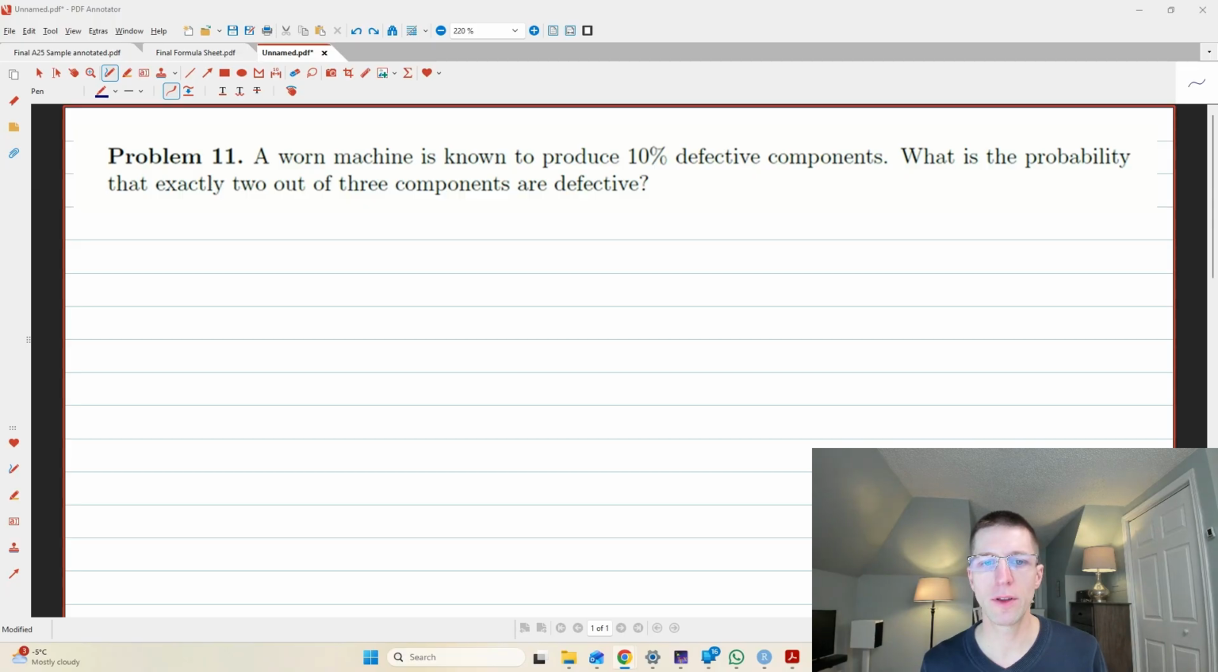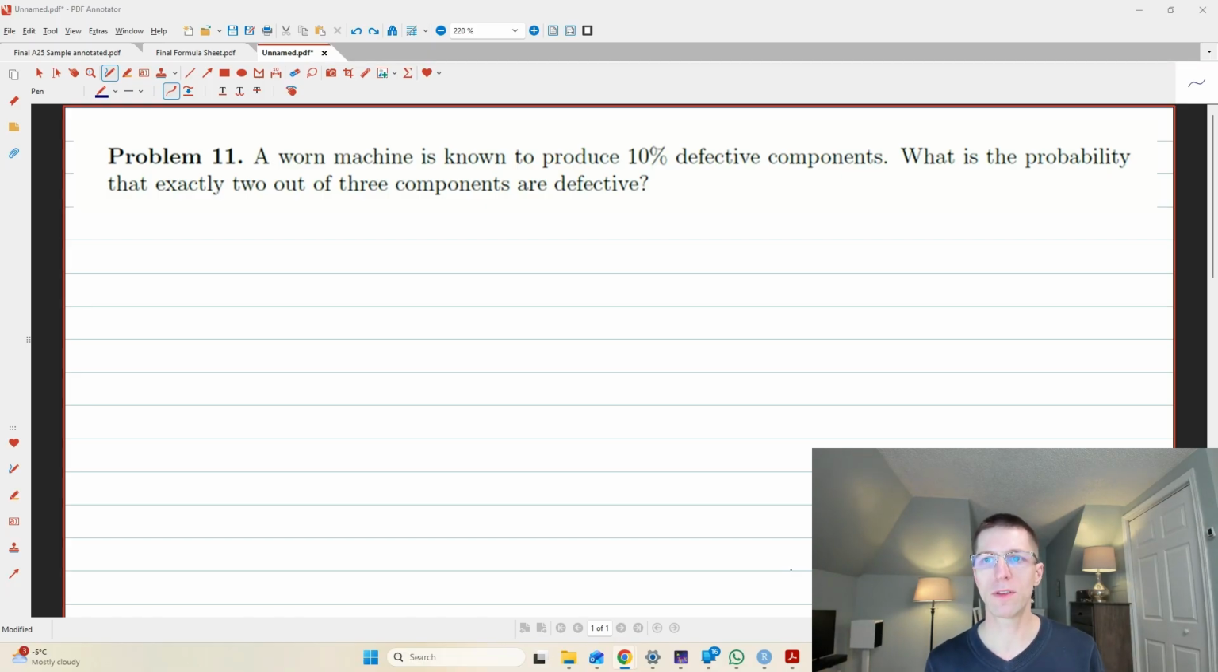So the last one I did was actually question 10. I think all the 11s in the question got my mind confused. This one's question 11. A Warren machine is known to produce 10% defective components. What is the probability that exactly 2 out of 3 components are defective? So what that means is if you took 3 components, what's the probability of exactly having 2 of them defective?